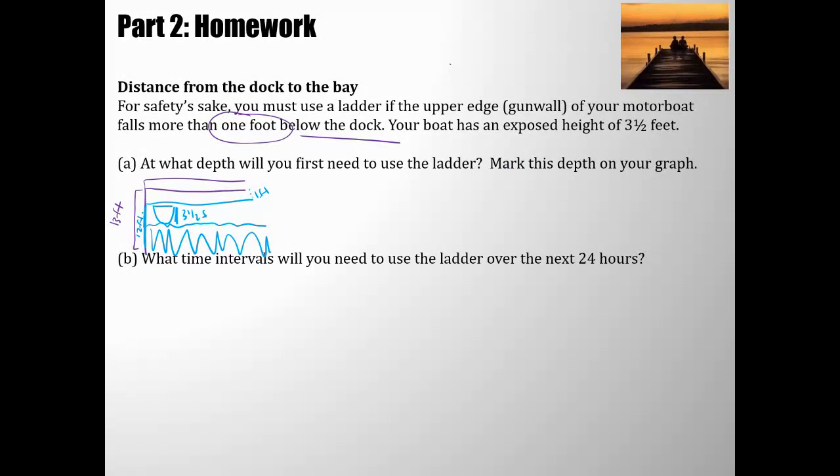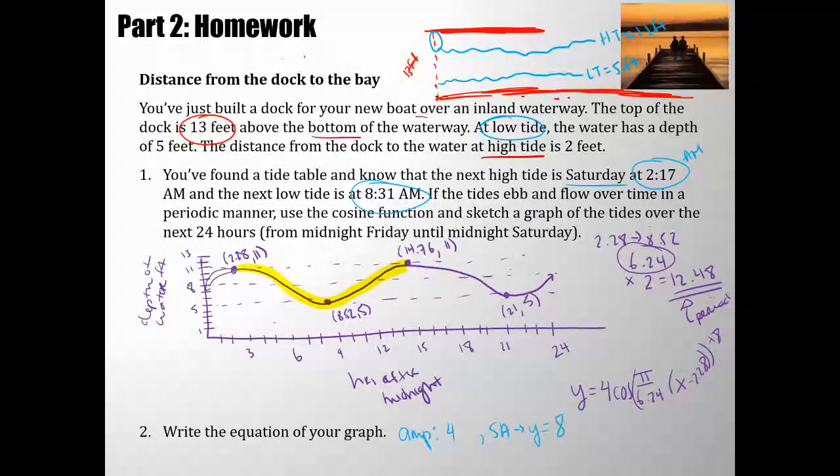So this right here, we know now it's 12, so I've got 12 minus 3.5. Or I could have done 13 minus 4.5. And that's going to give me 8.5. So anything below 8.5, you need a ladder for anything below 8.5 feet. Let's go back and mark that on our graph. 8.5, so a little bit above the midline, right? Eight and a half feet.